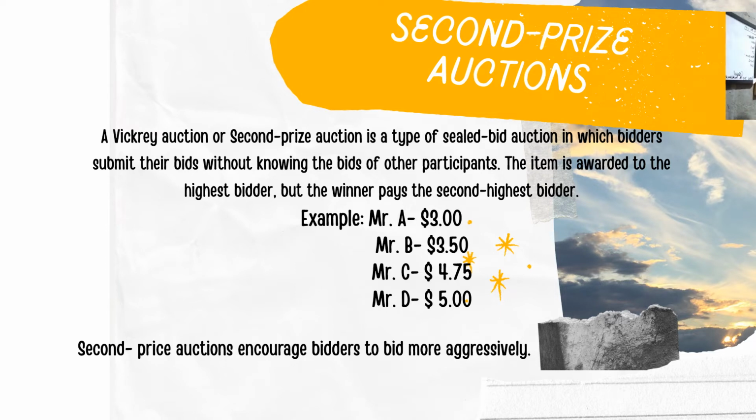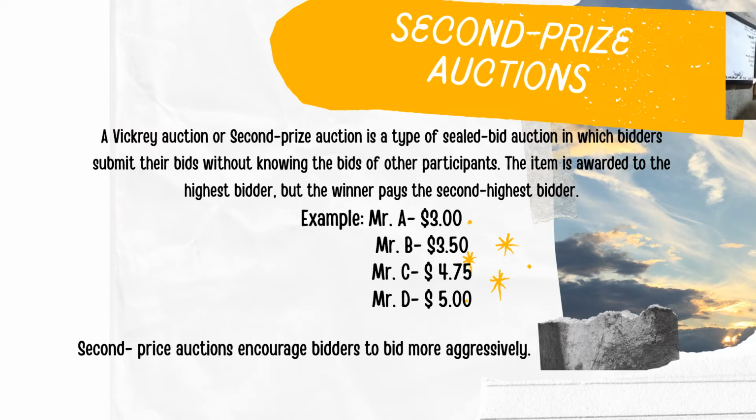A Vickrey auction, or second price auction, is a type of sealed bid auction in which bidders submit their bids without knowing the bids of other participants. So meaning, yung mga bidders, yung ibibid nila na amount ay ipapasok nila doon sa envelope na naka-sealed so that no bidder knows how much the other auction participants have bid. The item is awarded to the highest bidder, but the winner pays the second highest bid. So, meaning, diba, ang mananalo is yung highest bidder, pero ang babayaran niya is equivalent or a cent higher doon sa second highest bidder.